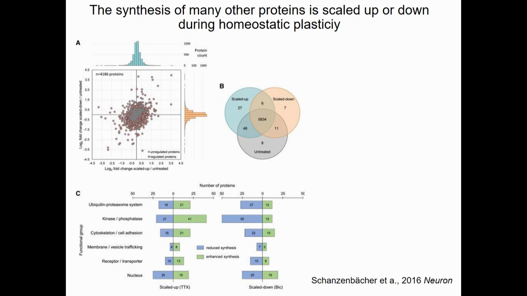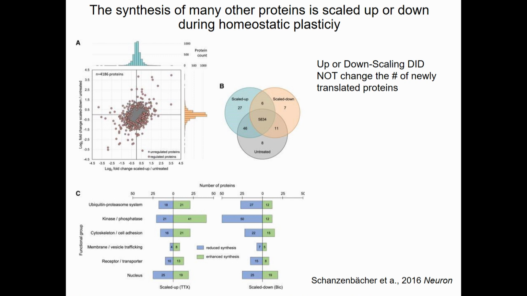This is from a recent paper from Erin Schuman, my postdoctoral advisor, who was at Caltech when I was there, but is now at Max Planck in Frankfurt, where she did a similar experiment looking at the number of proteins that were increased or decreased in response to upscaling or downscaling. Okay, so the way that works, if you throw on TTX for some period of time, you're upscaling because you're silencing the neurons. If you throw on bicuculline, you're downscaling because you're upregulating activity.